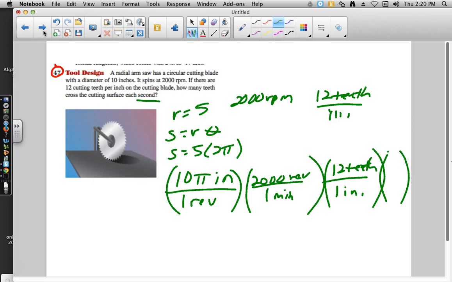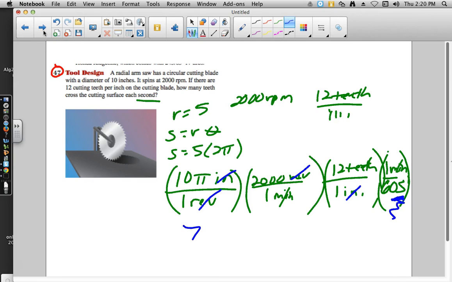So we've got to figure out a way to get rid of minutes and get it to be seconds. Well, in 1 minute, there are 60 seconds. And now minutes would cancel. Seconds would be our label for time. Let me change colors here so I can show you what's going on. This label is going to stick right there. Inches gone, revolutions gone, and you can see the only label across the top there is going to be teeth, and the only label we have left on the bottom here is going to be per second.